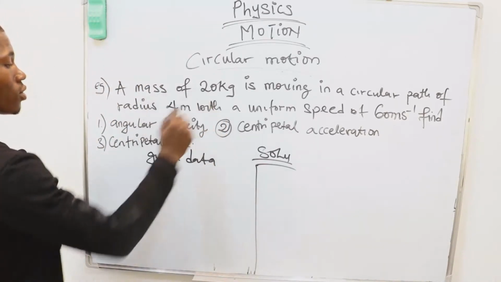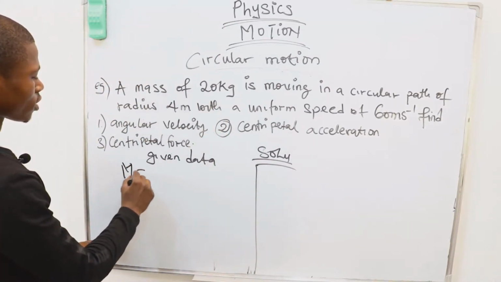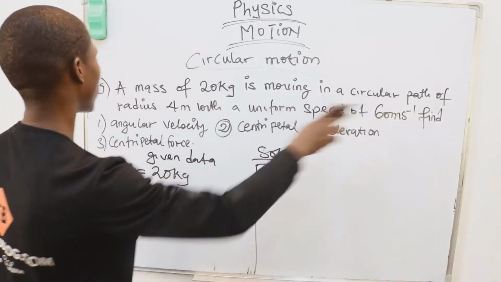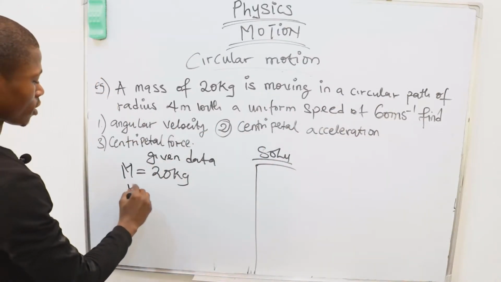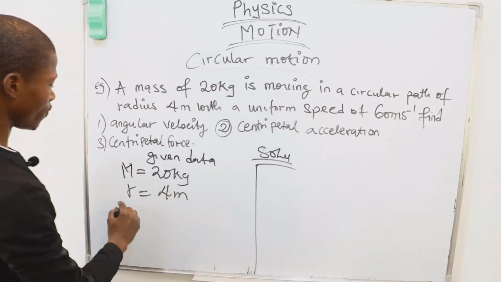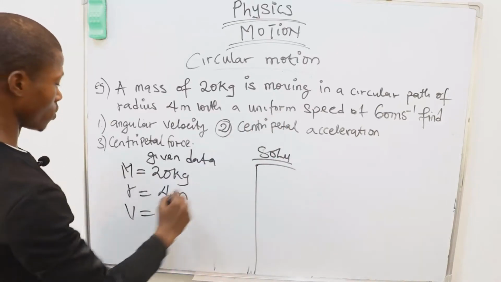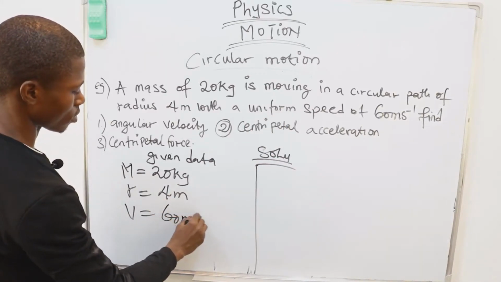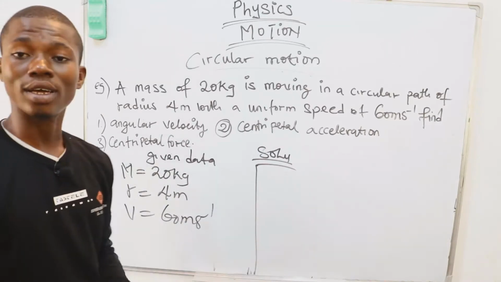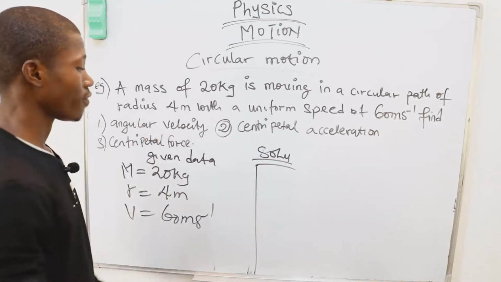Okay, it says a mass of 20 kg. This is our mass, 20 kg. Moving in a circular path of radius 4 meters. That is, our radius is equal to 4 meters. With a uniform speed, our v, linear velocity, is equal to 60 meters per second. Okay? Let's from this go over here and get our number one, which is angular velocity.